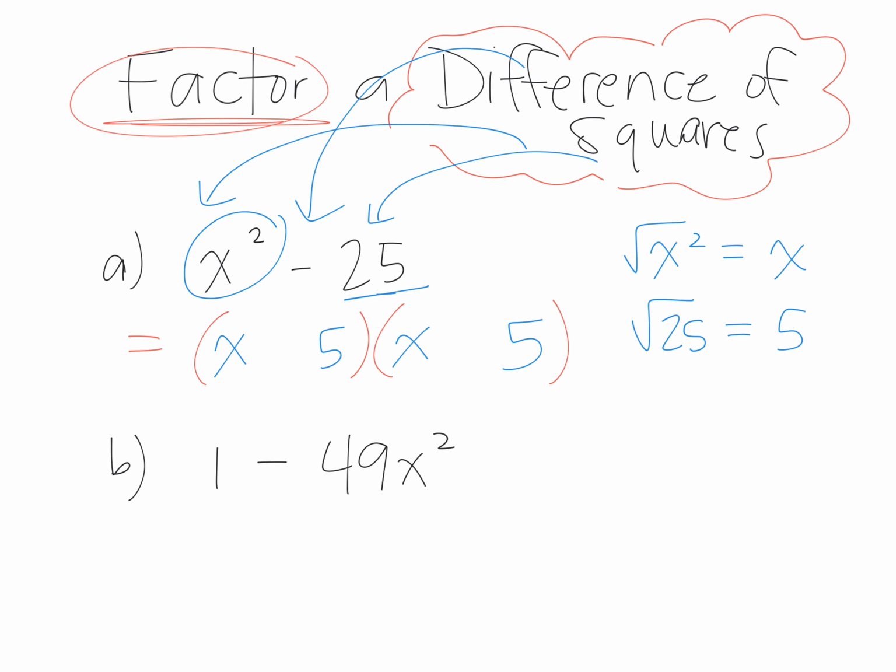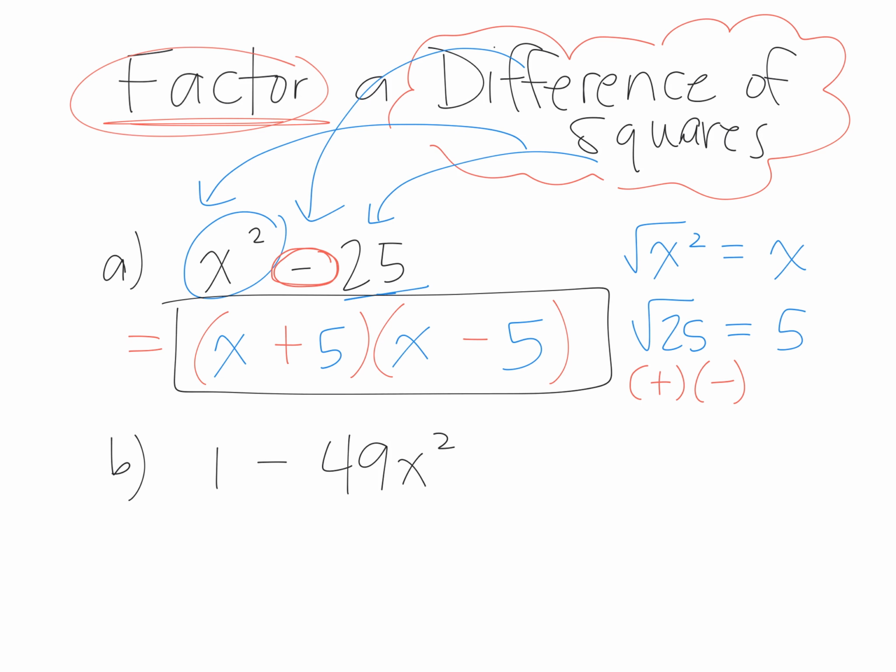The terms are separated by subtraction. So we did this yesterday. What times what will give you a negative? A negative and a negative, does that give you a negative? A positive and a positive give you a negative? What gives you a negative? A positive times a negative. And that's it. This is factored form. x plus 5 times x minus 5. That's factored. That's like what you did yesterday, but this is much easier, right?